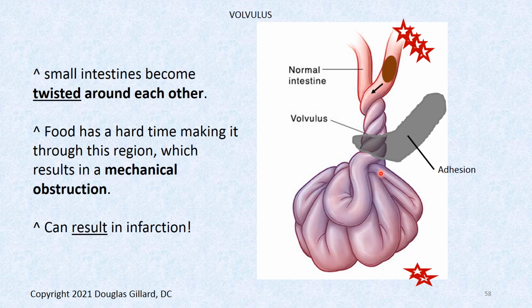A volvulus occurs when a piece of scar tissue called an adhesion develops, and it kind of tangles up the intestine. And peristalsis gets the intestine just kind of twisted on itself. And if the intestine twists, here's the fecal material that's got to get through this. How are you going to get fecal material through there? Well, you're not. It's going to get stuck right about here and cause a beaver dam.